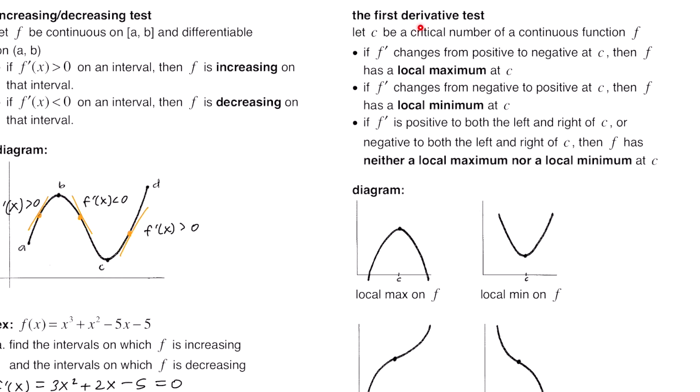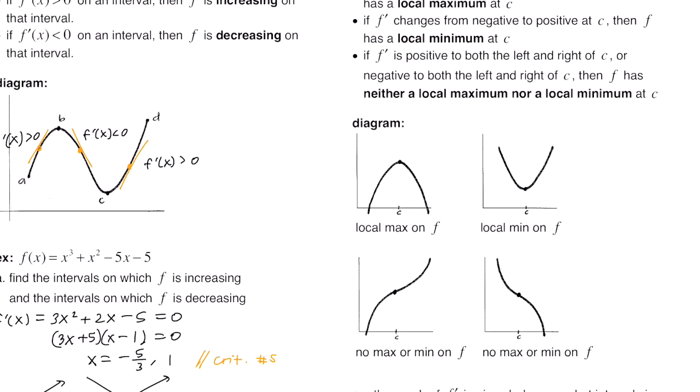Next, we have the first derivative test. It says, let C be a critical number of a continuous function f. If f prime changes from positive to negative at C, then f has a local maximum at C. If f prime changes from negative to positive at C, then f has a local minimum at C. If f prime is positive to both the left and right of C, or negative to both the left and right of C, then f has neither a local maximum nor a local minimum at C.